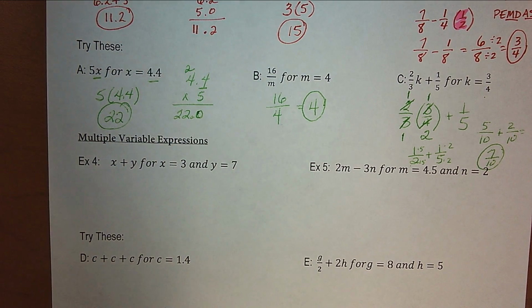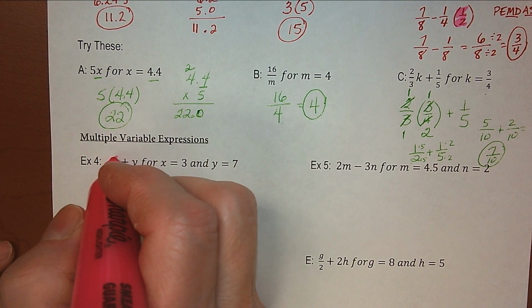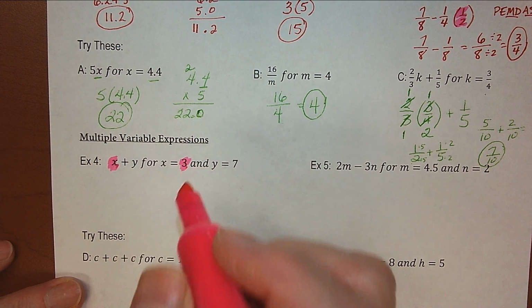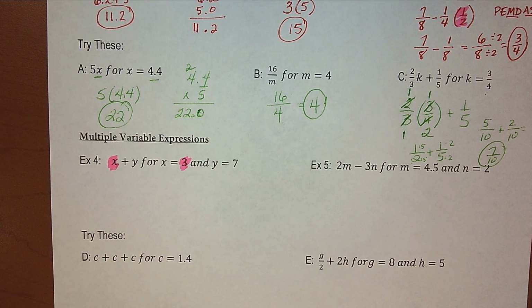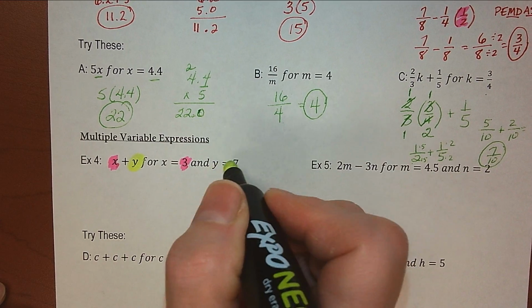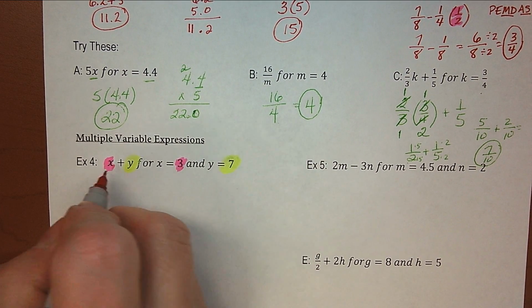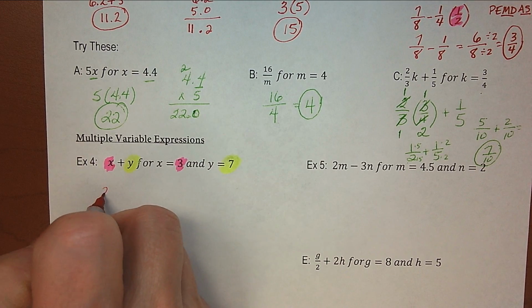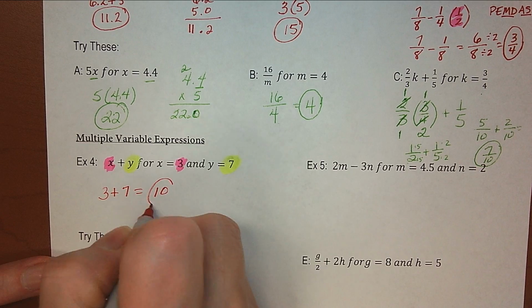So our x here, it's going to need to be 3, and our y here will need to be 7. Just be careful about that. It wouldn't matter with this one because it's addition, and addition is commutative, means order doesn't matter, but sometimes it will matter. All right, so x plus y is going to be 3 for x plus 7 for y. And of course, our answer there is 10.